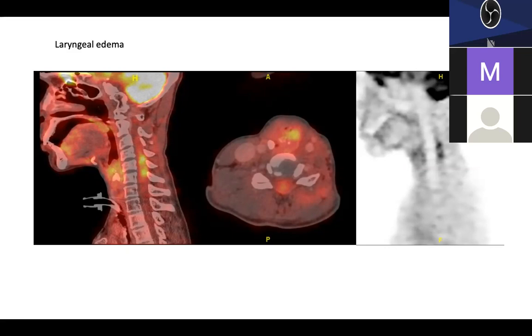But one way we can say that this is not a second primary but laryngeal edema is that the HU is on the lower side, and it will look a bit watery. It will not show much enhancement: low HU, low attenuation, less enhancement. But the uptake might be very high, and there will not be any focal area of increased uptake; the uptake will be very diffusely intense, and fibrosis and post-RT changes will be there in the muscles and all.